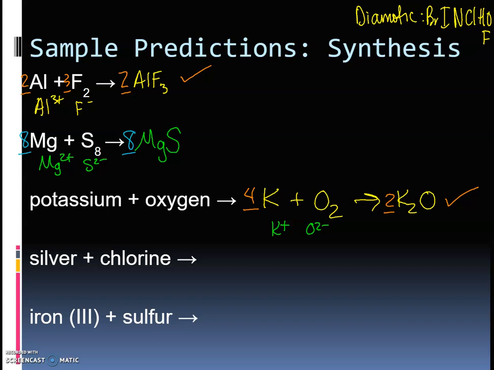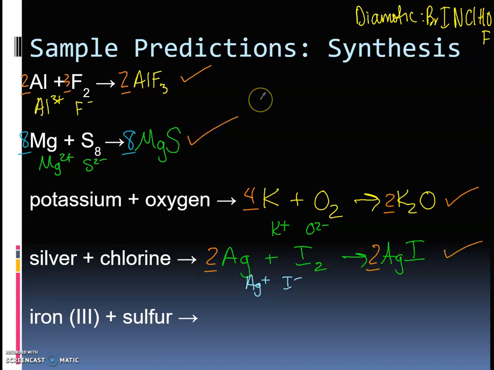Okay, what about silver and iodine? Ag plus I. Anybody diatomic? I. And then we're going to write our ions. So that's going to be Ag making a 1+, I making a 1-, and I form AgI. And then when I balance that out, I put a 2 in front of the Ag and a 2 in front of the AgI to balance everybody out.